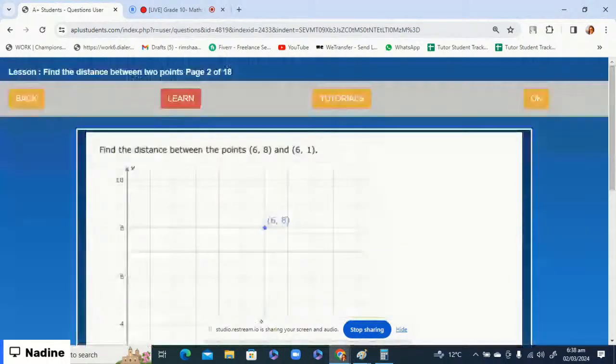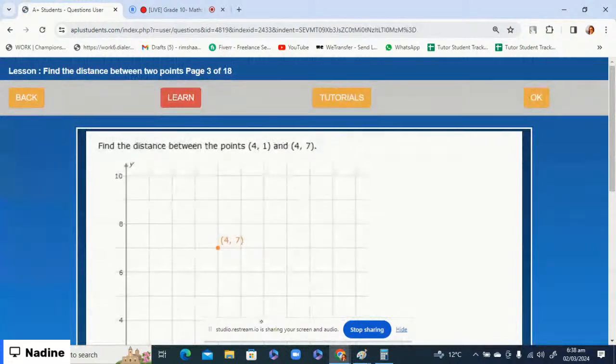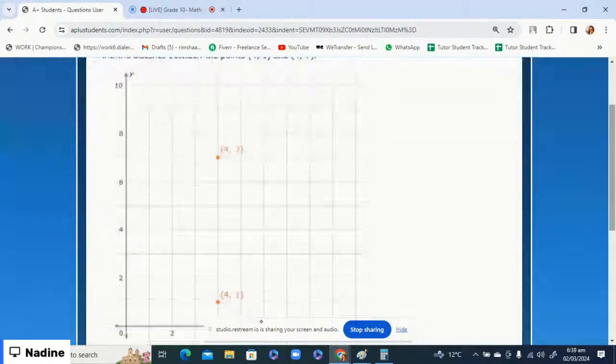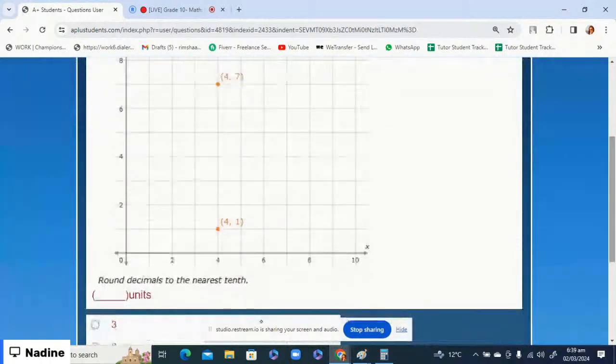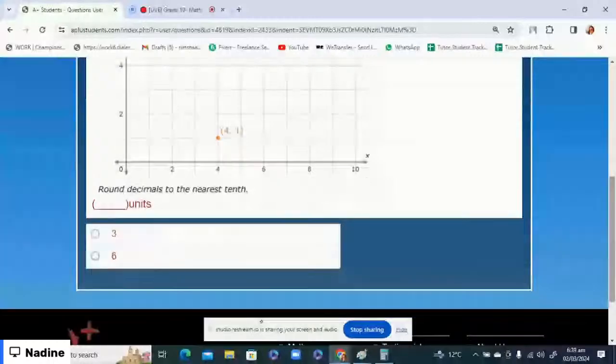Because if the x coordinates are same, that's why the points lie on the vertical line. And what is the meaning of vertical line? Vertical line means y coordinates. Find the distance between the points 4, 4 and 4, 7. Again the same thing, 4 and 4 are same for the x coordinates. Now we're going to choose the y coordinates. 4 minus 7 is minus 3, absolute value is plus 3.